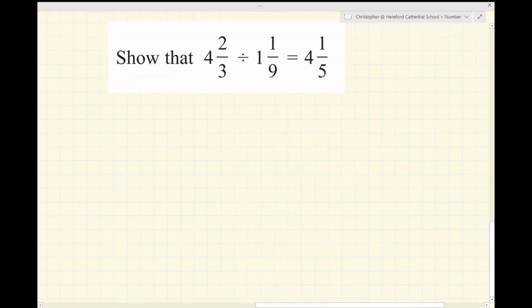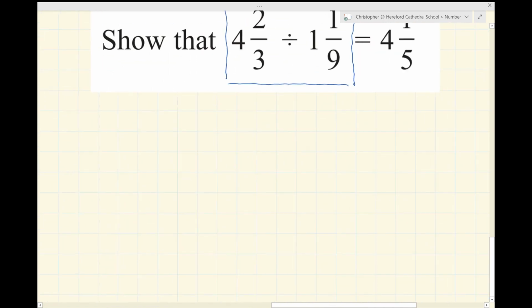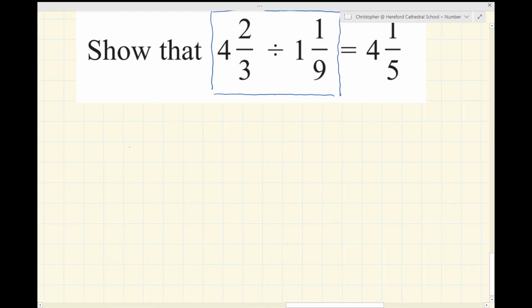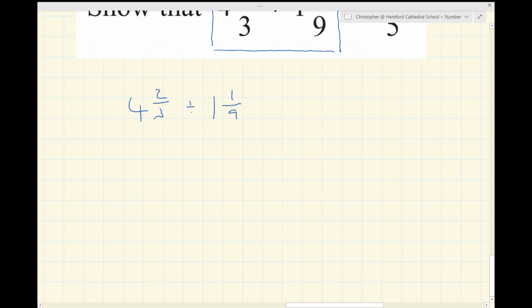Here's another IGCSE question. Show that the calculation on the left equals the answer on the right. Well, again, we'll ignore the answer and we'll write down the calculation and we'll work it out, and then we'll see what our answer is. 4 and 2/3 divided by 1 and 1/9. Right. You might pause the film and do this without me and then watch mine, up to you.